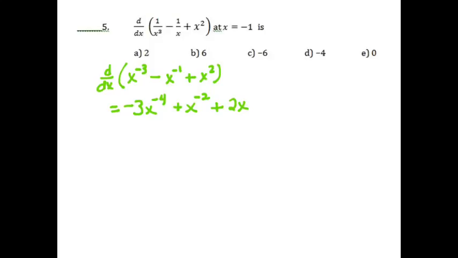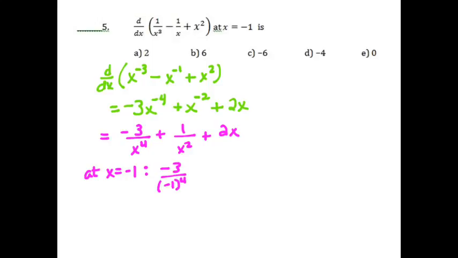Now we're asked to evaluate this derivative at negative 1. And again, I think it's easier to do this if we go ahead and rewrite, get rid of these negative exponents. So I'm going to rewrite this function as negative 3 over x to the 4th, plus 1 over x squared, plus, and of course the 2x does not need rewriting. So now this is in a version where we can easily plug in negative 1 and get our answer. So at x equals negative 1, we get negative 3 over negative 1 to the 4th, plus 1 over negative 1 squared, plus 2 times negative 1.